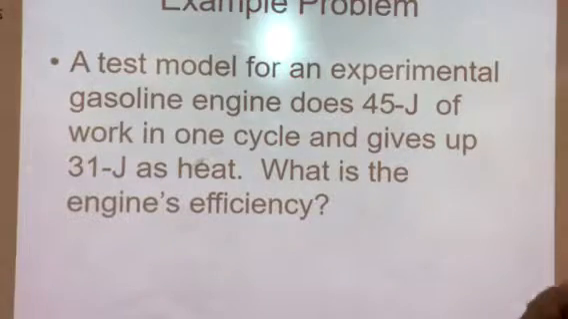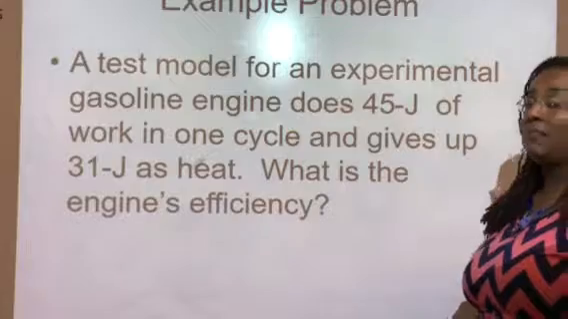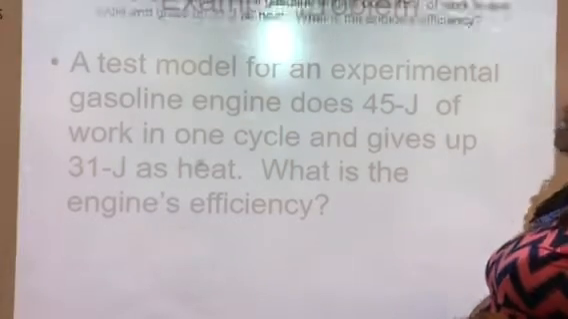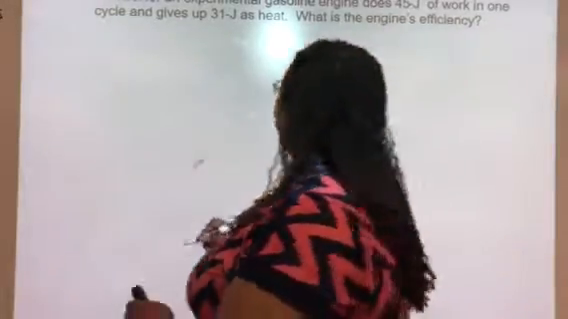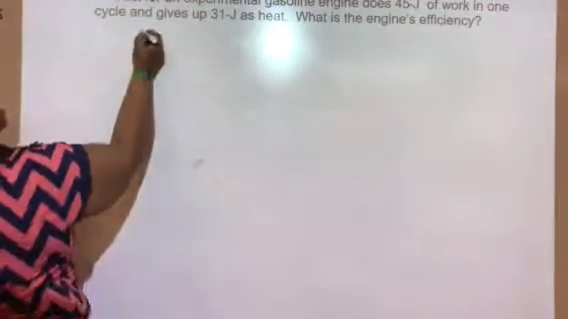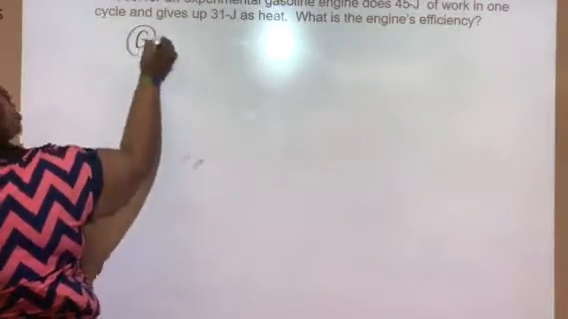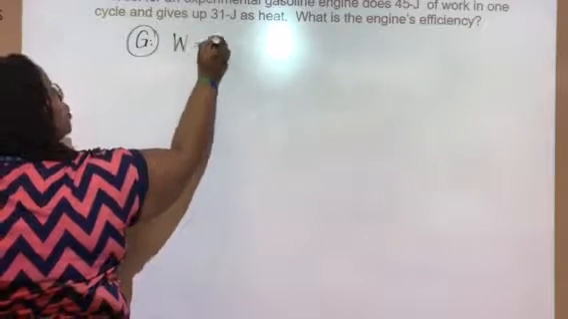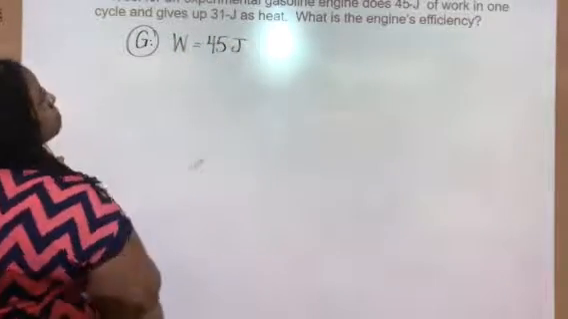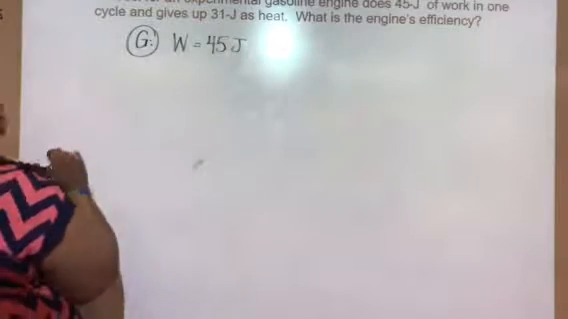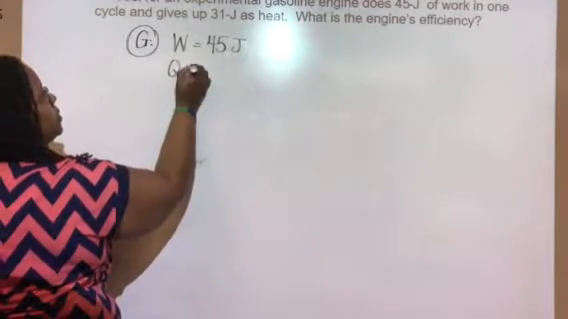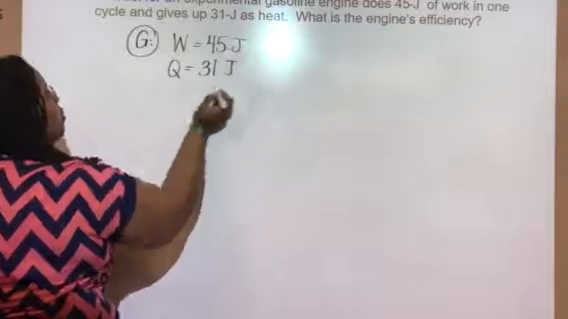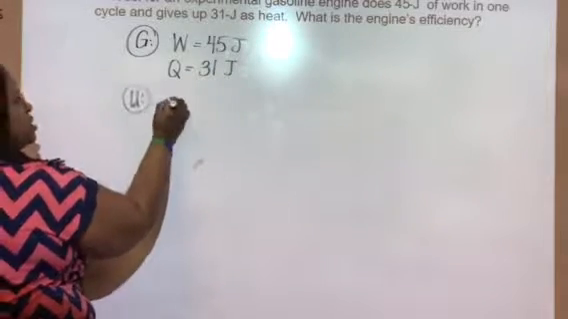We have a test model of an experimental gasoline engine that does 45 joules of work in one cycle and gives up 31 joules as heat. What is the engine's efficiency? I don't know, those numbers are kind of big. So let's set this one up and see what we get. We have, for our given, work of 45 joules. They also told you that you're giving up as heat for Q, 31 joules. And we've been asked to calculate efficiency.